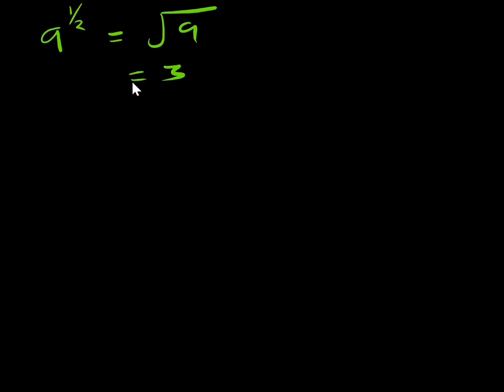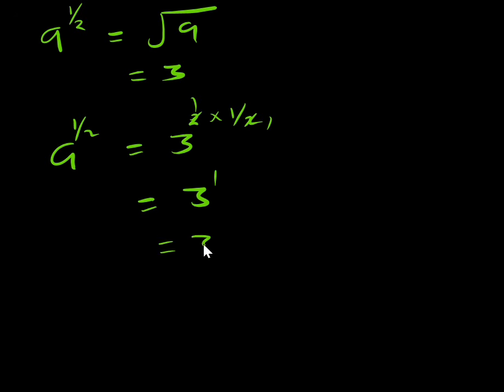You can also do another way. You can write it as 9 raised to 1 over 2. You can write 9 in terms of base 3. So we know that 9 is 3 squared, multiplied by a half. And therefore, cancelling 2 by 2, we can see it is 3 raised to power 1, which is 3. Another example.